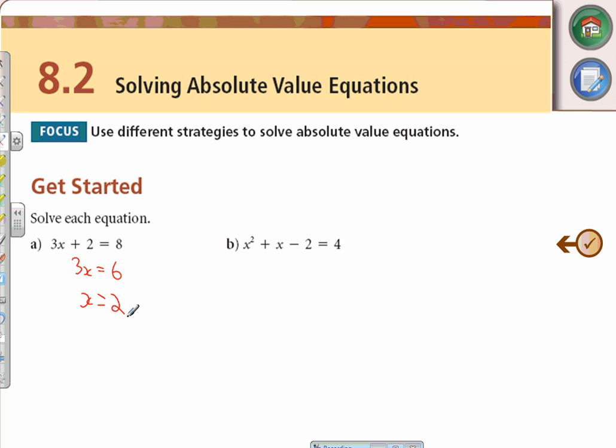If it's quadratic, equate to 0 and factor. X squared plus x minus 6 equals 0. And then we factor it, x plus 3 and x minus 2 equals 0. So our two answers, x equals negative 3 or x equals 2.